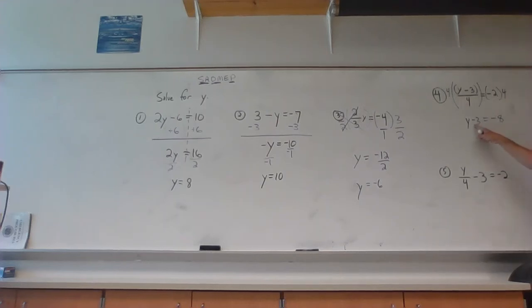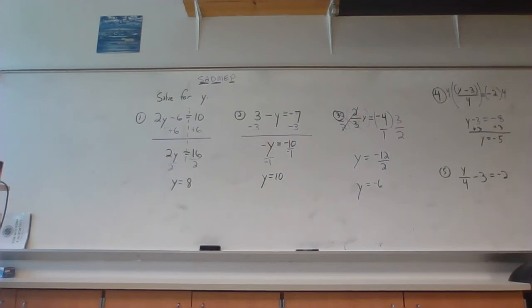Now we've got one step. It's y minus 3. How do you undo minus 3? Add 3. Brandon, yep, add 3. Plus 3, plus 3. y equals, when the signs are different, you subtract. 8 minus 3 is 5. The negative number was larger, so -5.